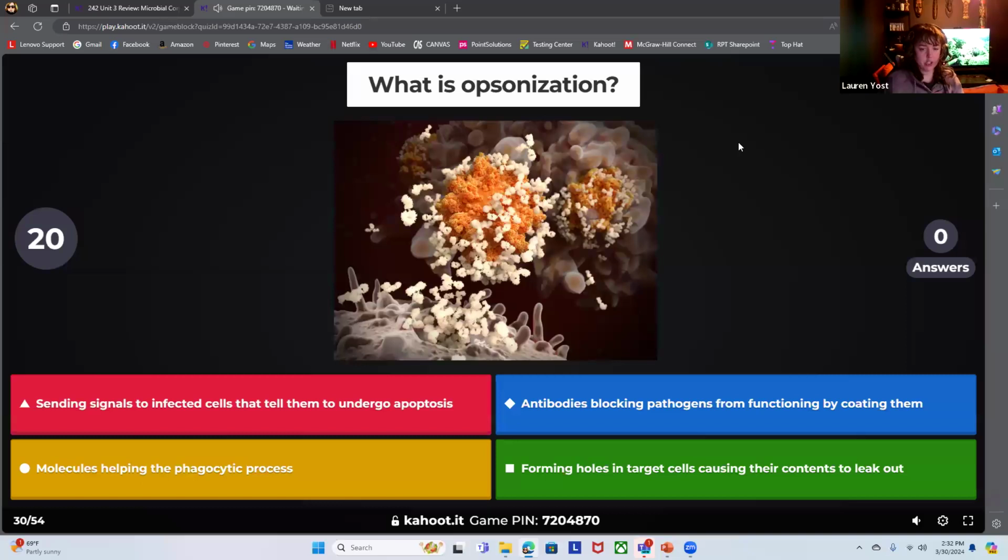What is opsonization? We learned a little bit more about opsonization in chapter 16, but complement does help. One of its functions is to help with opsonization. So what does that mean?